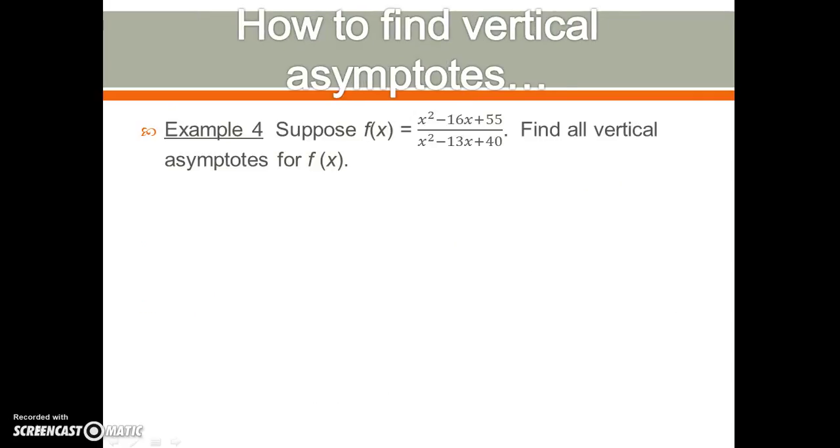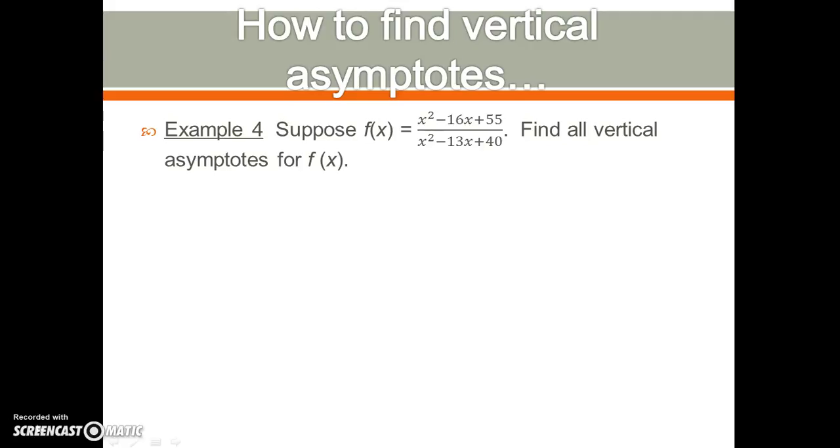So let's find an example here, example number 4 from the reading. Suppose f of x is equal to x squared minus 16x plus 55 over x squared minus 13x plus 40. Find all vertical asymptotes for f of x.